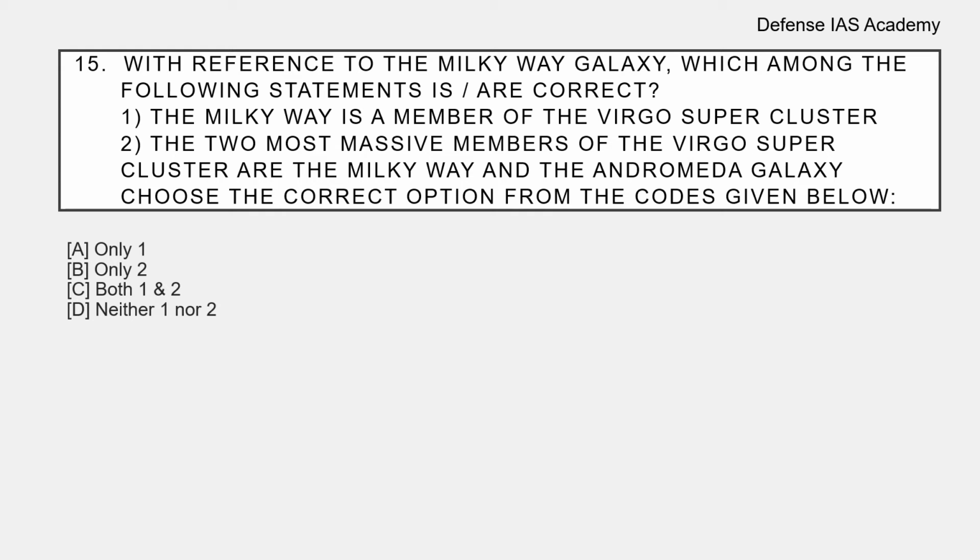Question number 15. With reference to the Milky Way galaxy, which among the following statements are correct? 1. The Milky Way is a member of the Virgo supercluster. 2. The two most massive members of the Virgo supercluster are the Milky Way and the Andromeda galaxy. Choose the correct option from the codes given below. Options are option A only 1, option B only 2, option C both 1 and 2, option D neither 1 or 2. The correct answer is option A only 1.